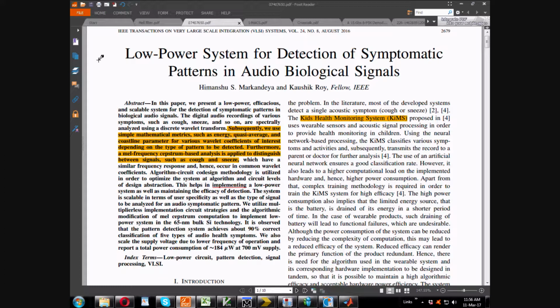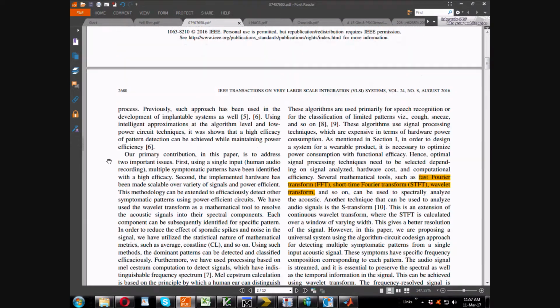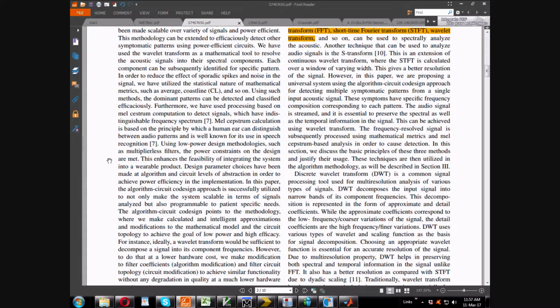So how can we identify these things from the audio signals? That's the study of this paper. We can use mathematical calculations for quasi average metrics, coefficients, and Mel frequency spectrum based analysis. We design the code in VHDL, simulate it in ModelSim, and synthesize this code on Xilinx.